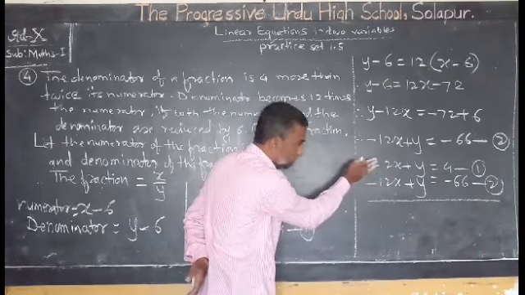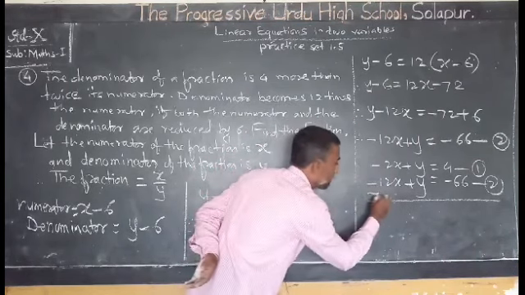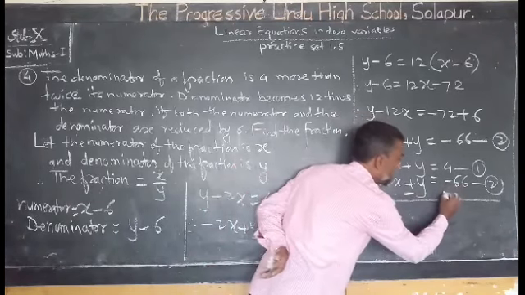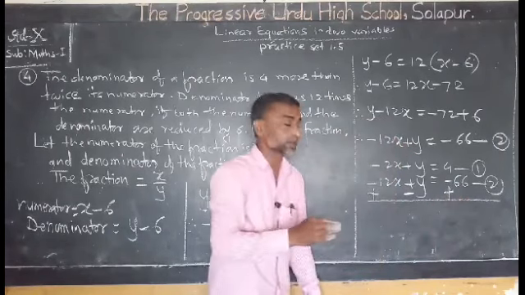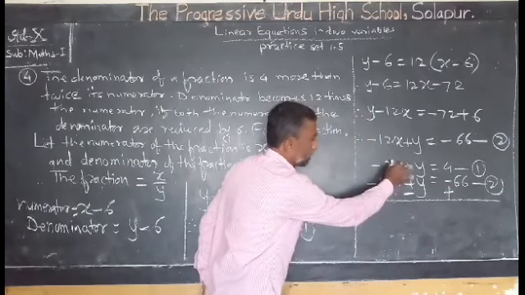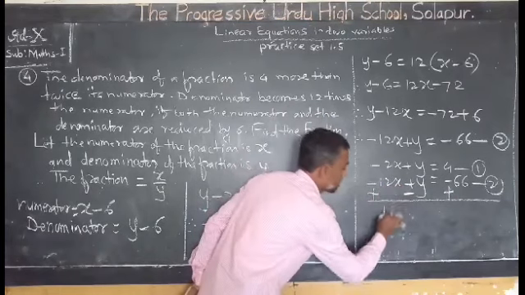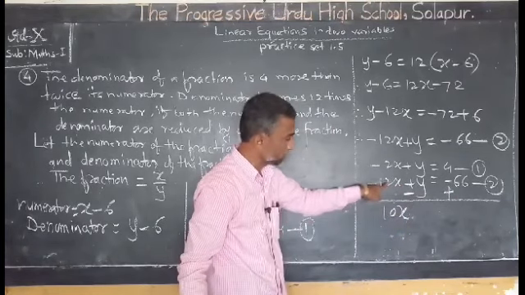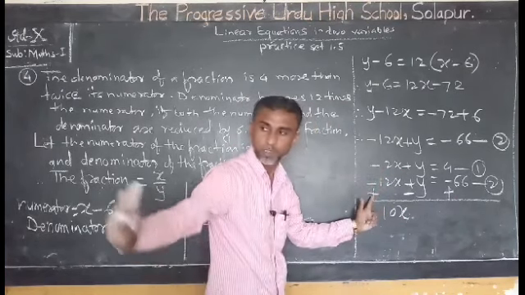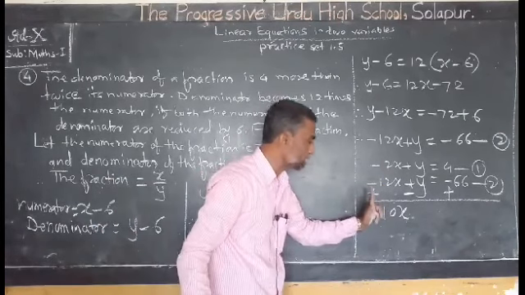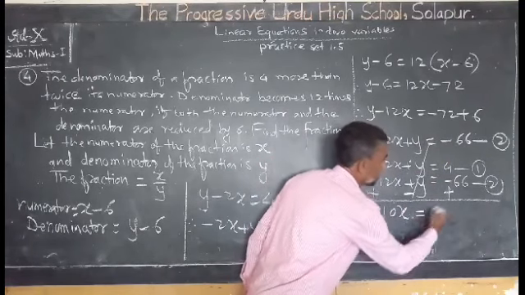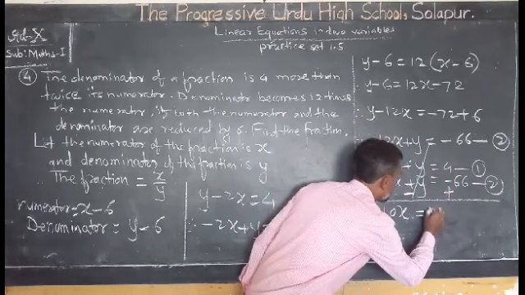If you subtract this from this, minus 12x will become plus. Minus minus plus. Subtract here. This minus 66 will become plus 66. If you subtract, minus minus plus. Next, minus 2x plus 12x, 10x. How? Signs are different. This is plus 12x. This is minus 2x. Do the subtraction. Sign of greater number is plus. So 10x plus y minus y, it becomes 0 is equal to plus 66 plus 4, that will be 70.